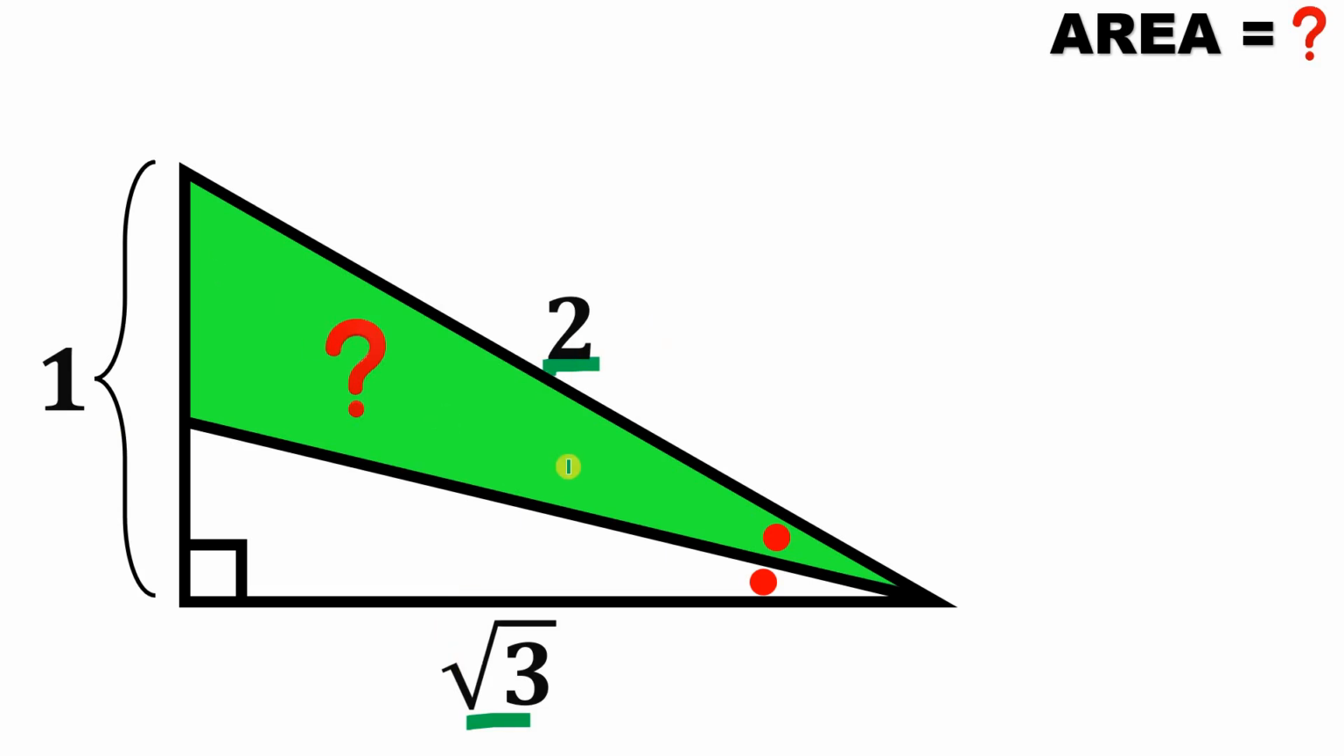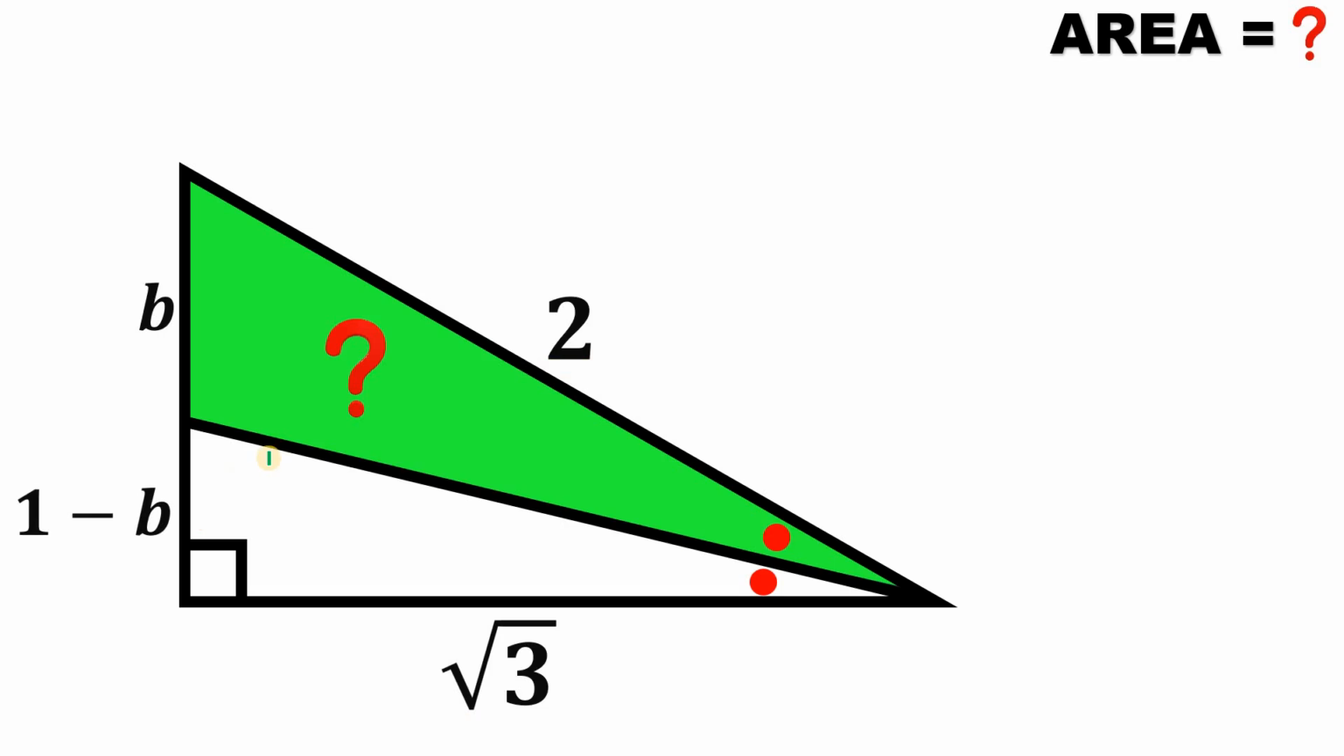Now, since we want the area of this triangle, we need to find its base. So let's call the base b, because we now know the height. The height of this triangle equals square root of 3. Now, if the whole thing is 1 and this part is b, then the other part must be equal to 1 minus b.